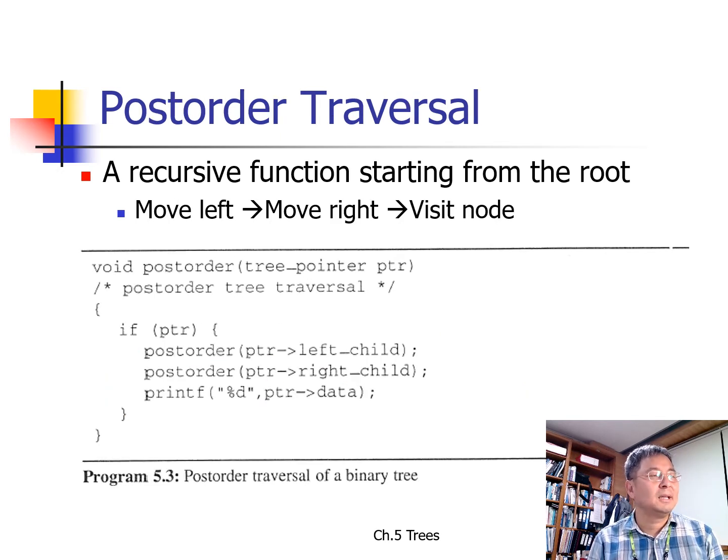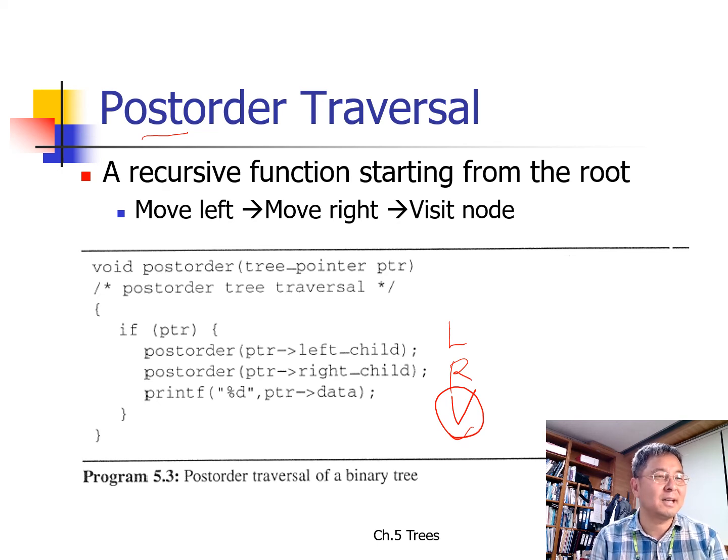And the last implementation is post-order. Post-order means L, R, V. V goes last, after L and R. It is LRV, called post-order traversal. It also uses recursive function definitions in the post-order implementation. Okay, yes, it's very, very important.